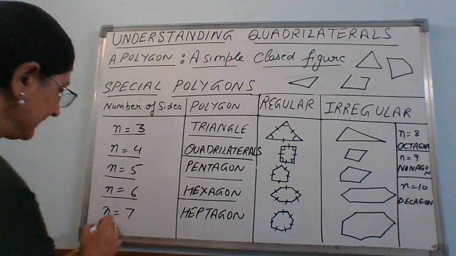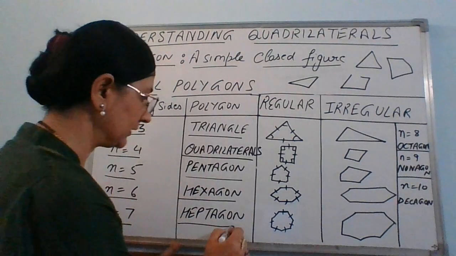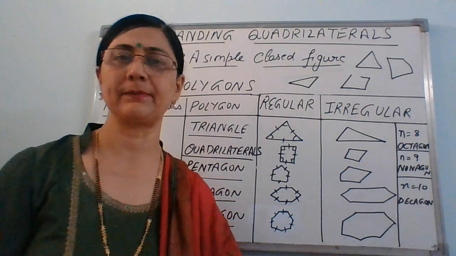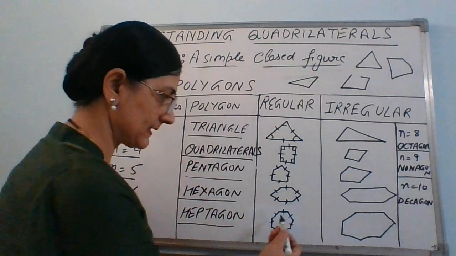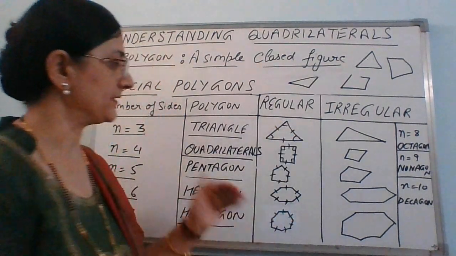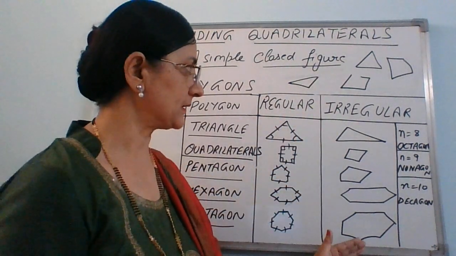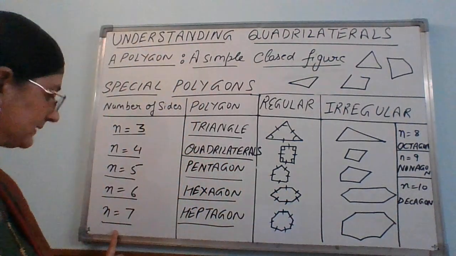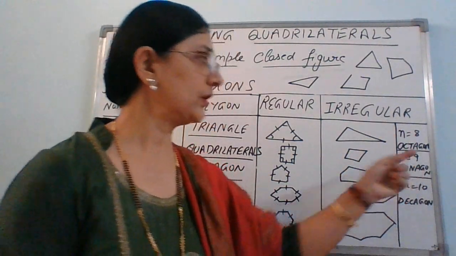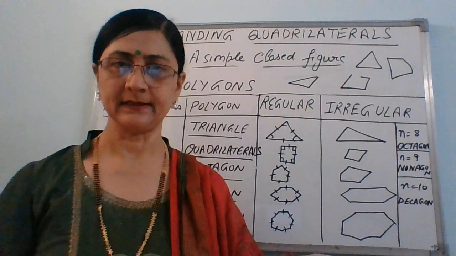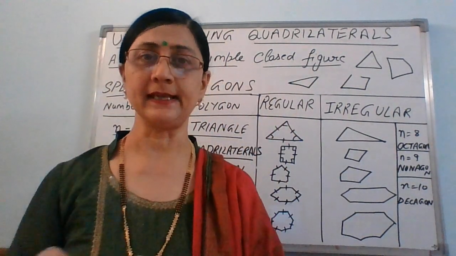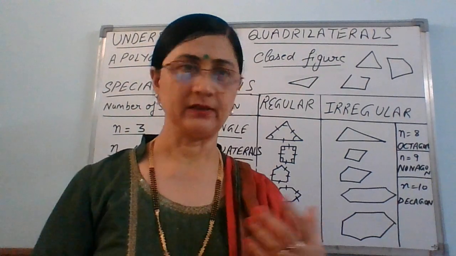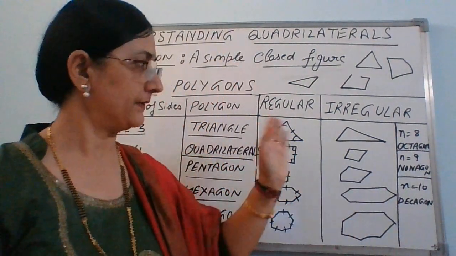Then accordingly comes the heptagon, or septagon. It is also called septagon. Heptagon having 7 sides. All the sides are equal, so it is a regular polygon. If all the sides are not equal, it is irregular. So we learned till 10, right? I've written here 7, then 8. The 8 one is called octagon. Octagon having 8 sides will be regular if all 8 sides are of equal length. If they are of different lengths, then it is irregular.